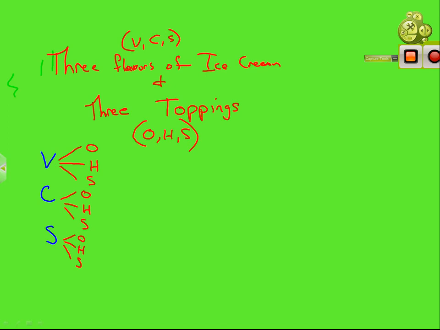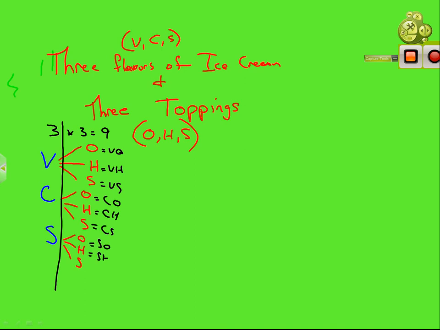So my question to you is, how many possible ice cream sundaes can you have? How many are you thinking? 9. That is correct. You can do it this way: you have 3 choices here and 3 choices there, which would be 9. But if you counted them up, that would be your tree diagram. This is very similar to one that you're going to do tonight, maybe exactly, on your homework. So that would be 9.